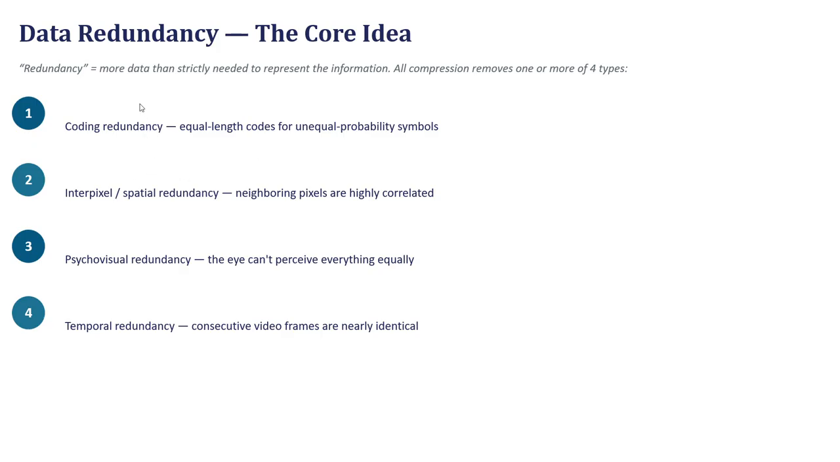Another idea that gets used in data redundancy is interpixel or spatial redundancy. That is, neighboring pixels are very much similar to each other. We can also make use of psychovisual redundancy, that is, the human eye cannot perceive everything equally, like small differences in color are not perceived by the human eye. And the last one is temporal redundancy. Temporal means related to time. So consecutive video frames are very much identical.